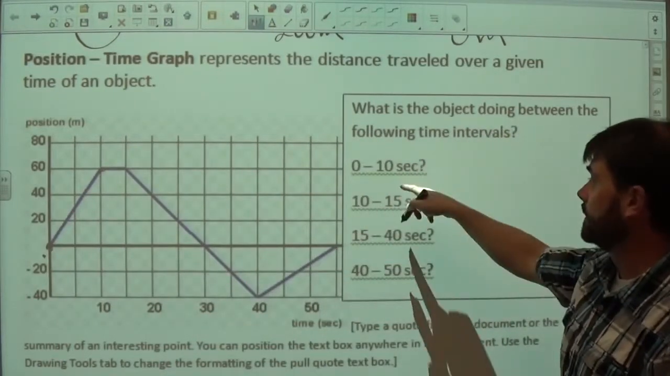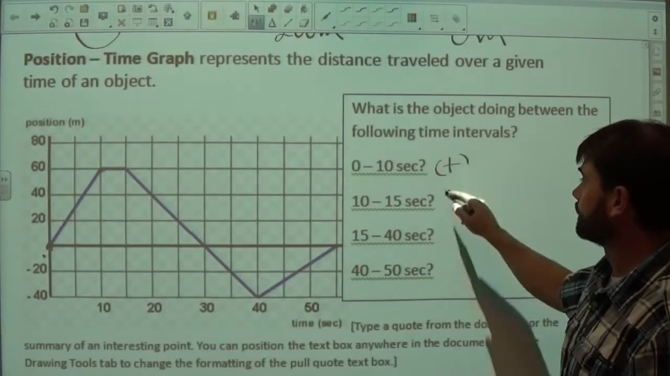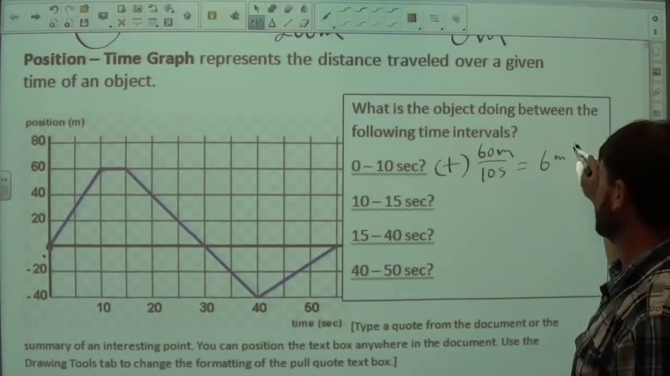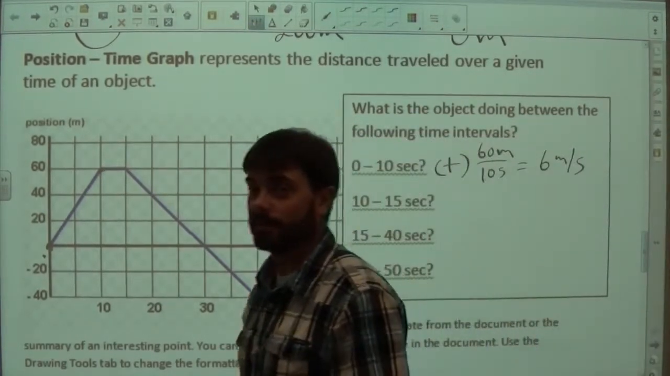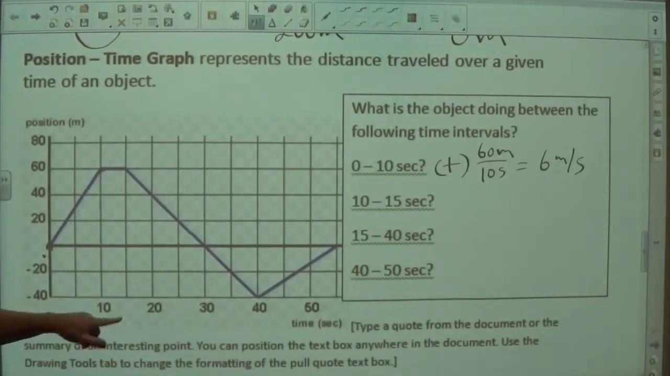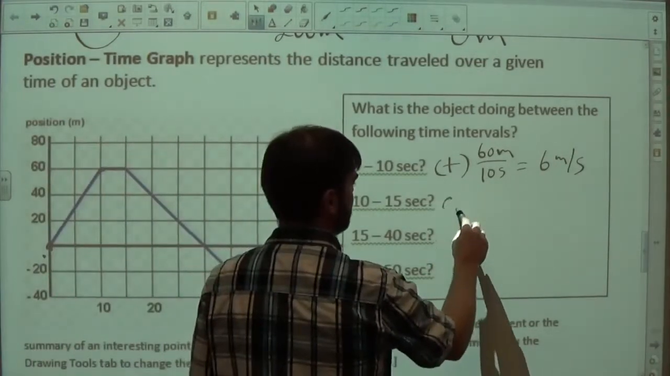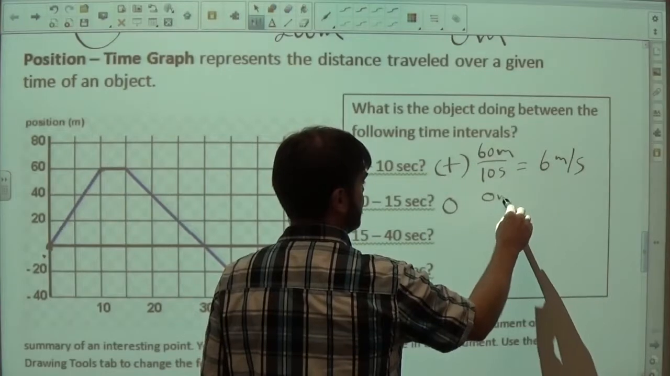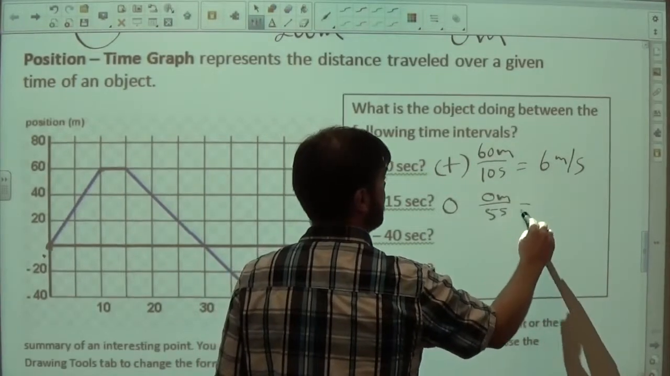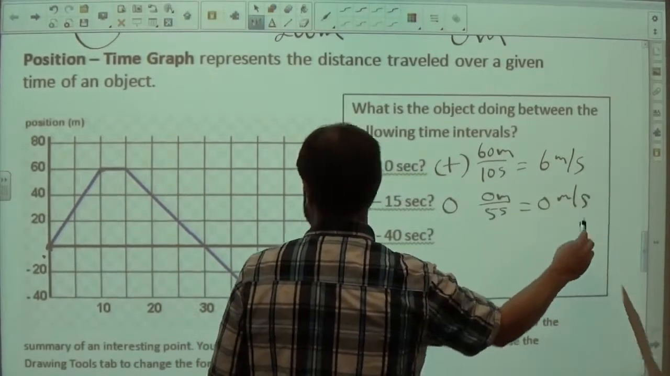So I know that from 0 to 1 seconds this person moved forward, the actual velocity here, or the rate of change, I would know is equal to 6 meters per second. Here there was basically no motion. 0 meters over 5 seconds is still equal to 0 meters per second.